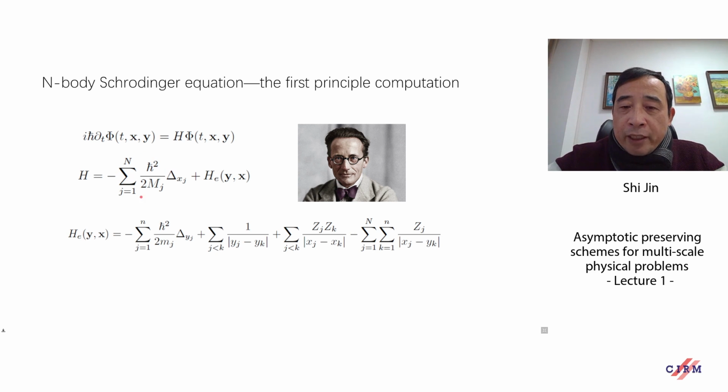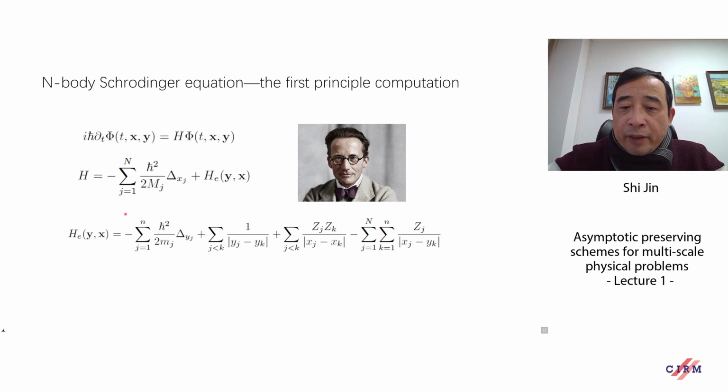So the first part essentially is the kinetic part of the nuclei. It's only the Laplacian with x_j. Of course, you assume there are n nuclei, so you have the x_j. Each x_j, of course, is 3 dimensions, so you have n of them. So you add all these Laplacians. Then you have this Hamiltonian, which is associated with the electrons.